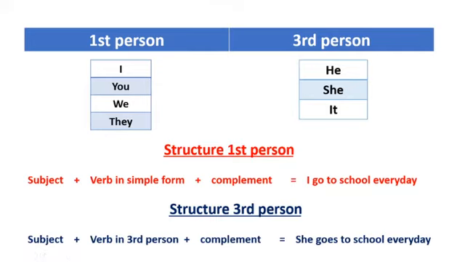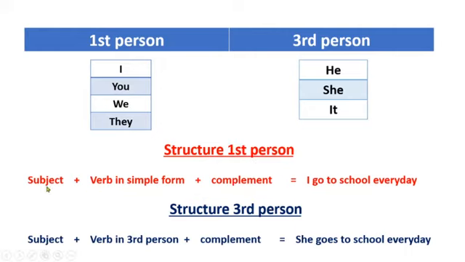Now, this English tense is divided into two main parts. For example, we have first person and third person. Don't forget that. In first person, we use the subjects I, you, we, and they. And in third person, we use he, she, and it. It's very important that we know what is the correct division.